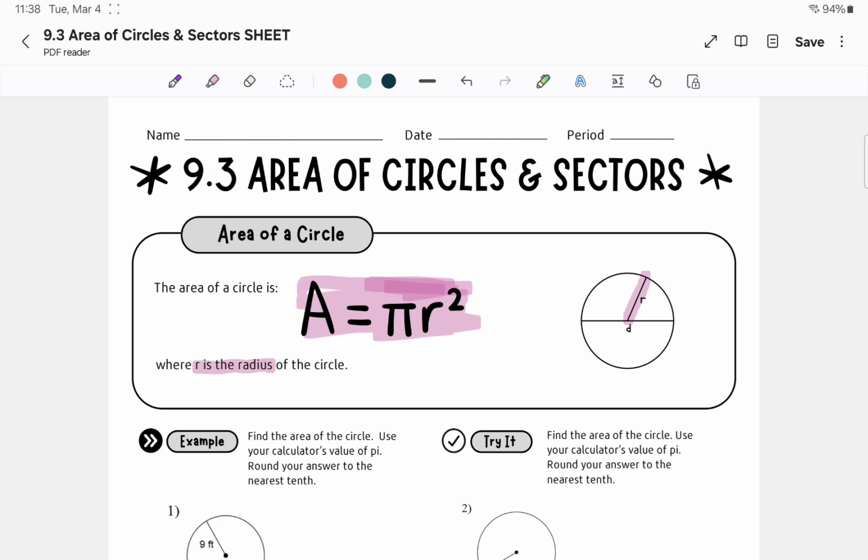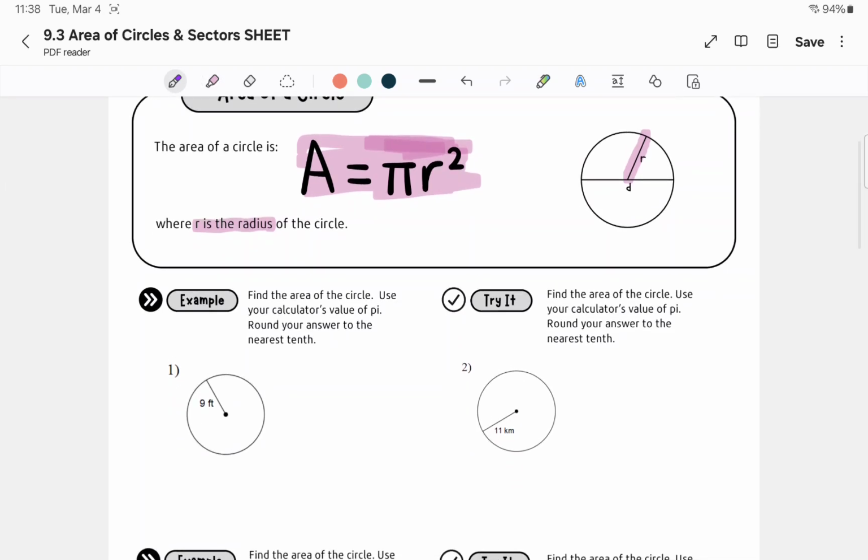All right. So let's look at example number 1. So we're trying to find the area of this circle. We're going to copy down the formula first, which is A equals pi r squared. And this time they are giving us the radius. We're just going to fill in 9 feet, which is the radius for r. Now, this is the part where you need to make sure you have the calculator in your hand with me, because we need to make sure we're putting in 9 squared correctly.